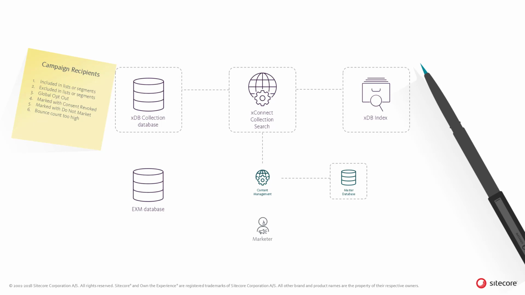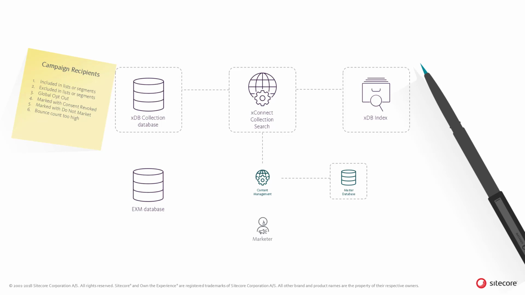The list of identifiers is the result of a segmentation defined by the marketer in the List Manager application, which is run against the xConnect collection search service. The business logic follows these criteria.